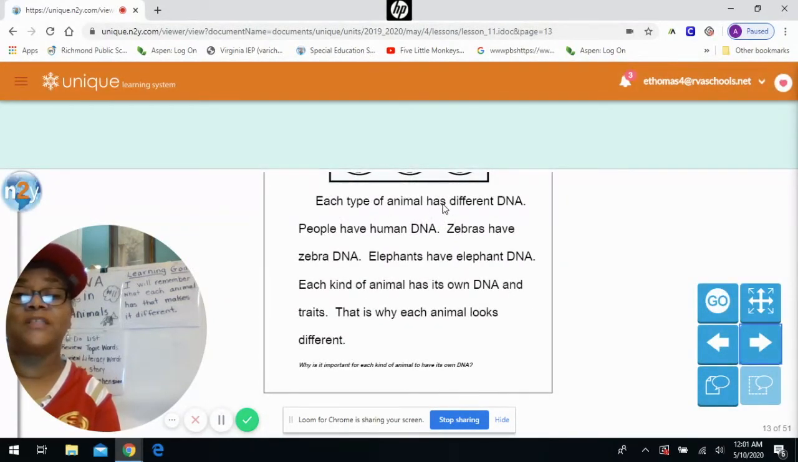Each type of animal has different DNA. People have human DNA. Zebras have zebra DNA. Elephants have elephant DNA. Each kind of animal has its own DNA traits. That is why each animal looks different. Why is it important for each kind of animal to have its own DNA? Because they do different things. They all have different kinds of DNA. Everybody's different.